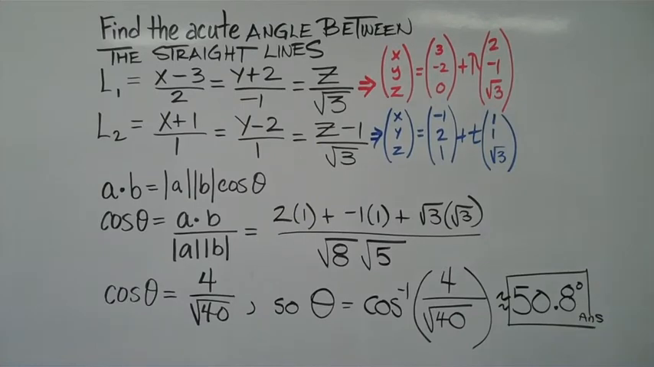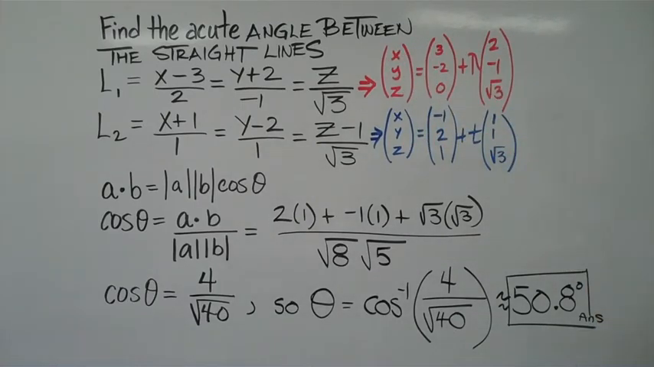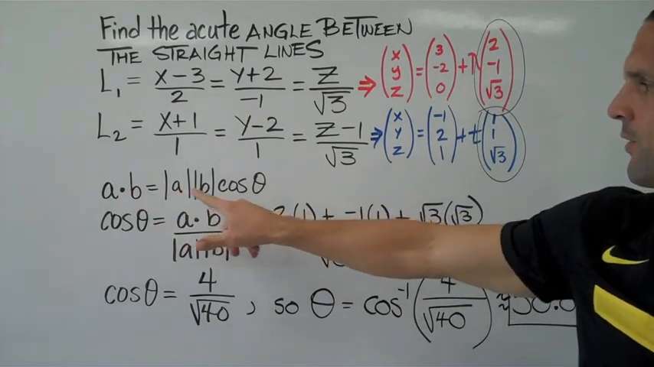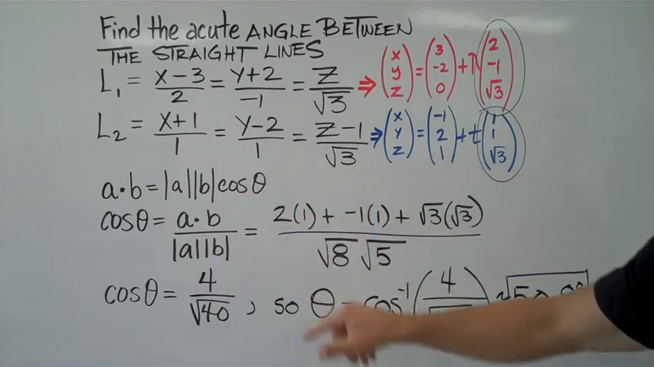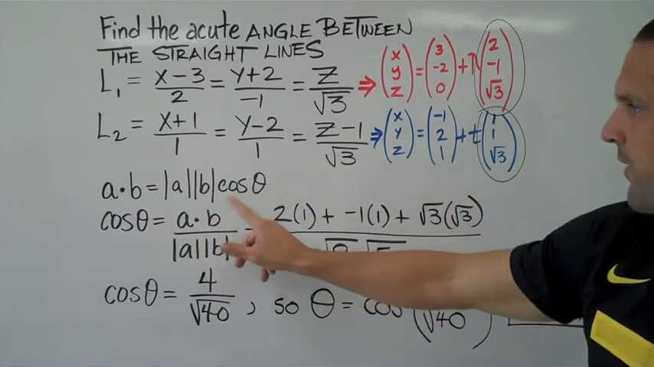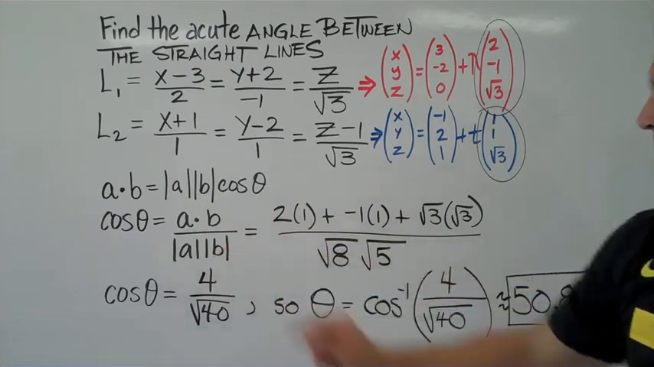Once we find the vector forms of the lines, we know that what concerns us for the angle between them is the directional vector, here and here. These are going to be critical for helping us to determine the angle between them. We know that the dot product is A dot B equals the magnitude of A times the magnitude of B times cosine theta. We can solve for cosine theta. If you divide both sides by the magnitude of A times the magnitude of B, cosine theta is the dot product divided by the magnitude of A times the magnitude of B.